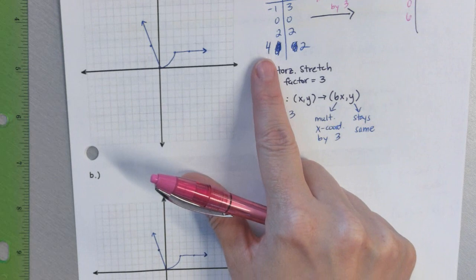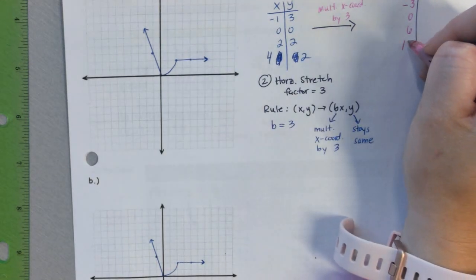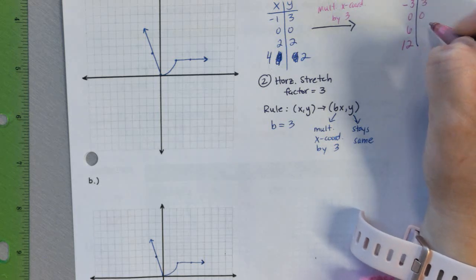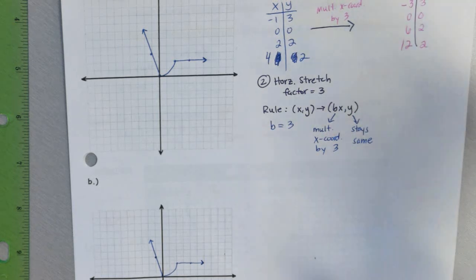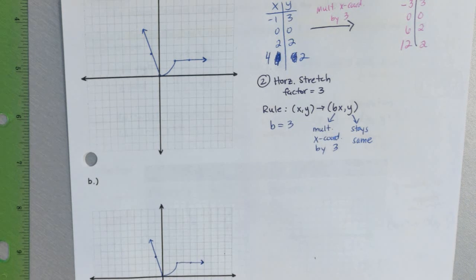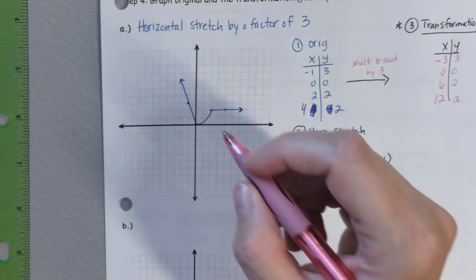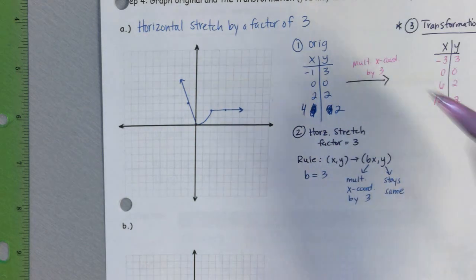All right, and then 4 times 3 is 12. All right, and then the rest stay the same. So this is still going to be 3. This is still going to be 0. This will be 2. This will be 2. So now we can graph the new one. Okay, so we wrote the new points.